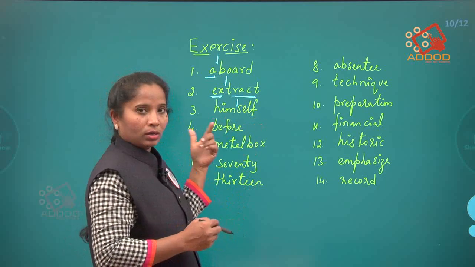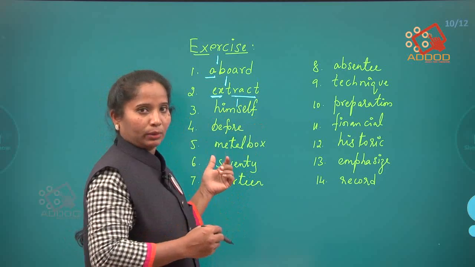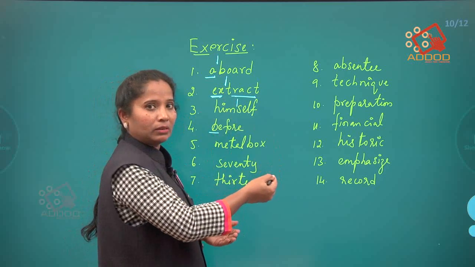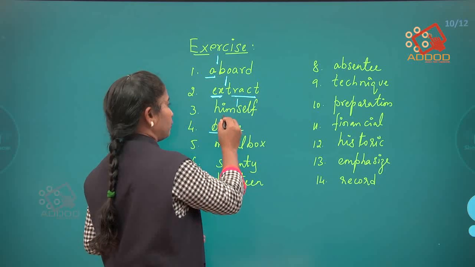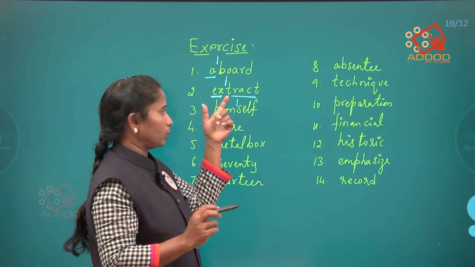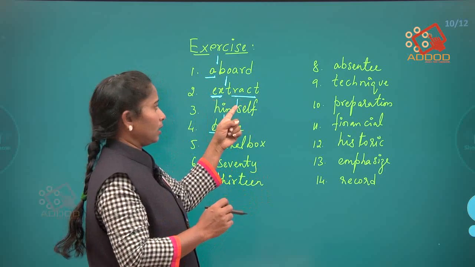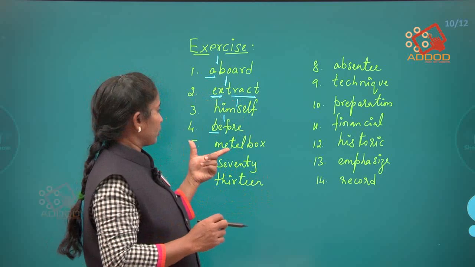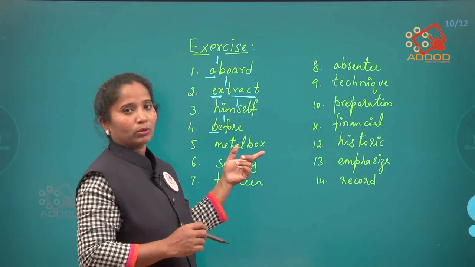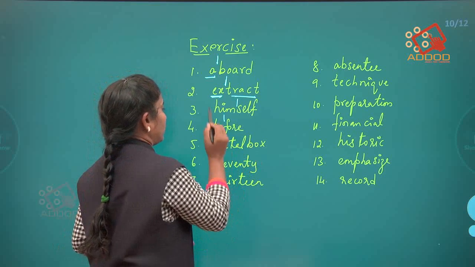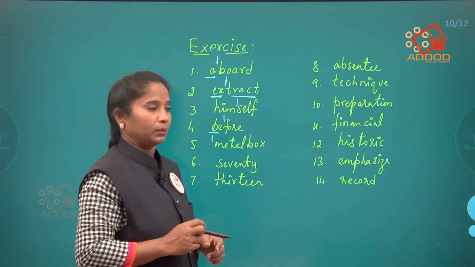So before, even B is a weak prefix, isn't it? B is a weak prefix, so the next syllable will take the stress mark. So this is how you have to answer. In your examination, write the word and place that vertical bar correctly before the syllable. Okay, so next, fifth one, metal box. This is a compound word, and so the stress mark will be on the first syllable.